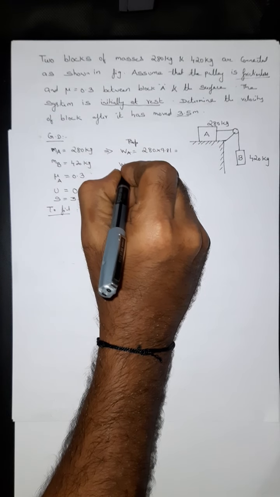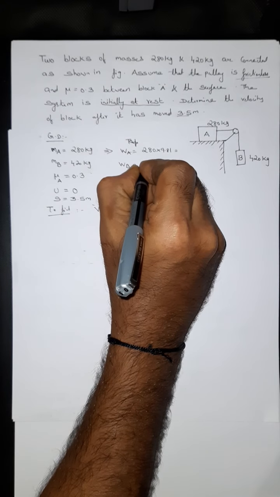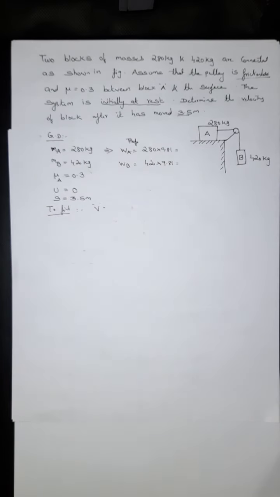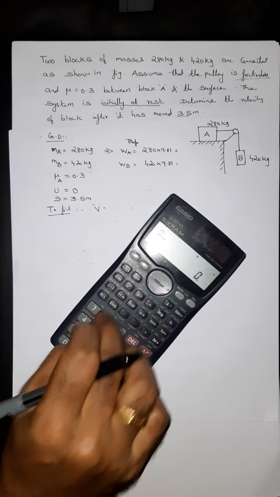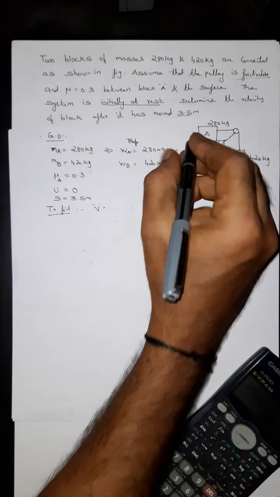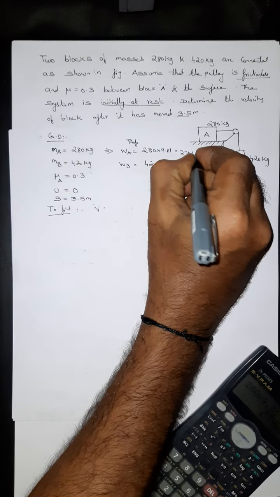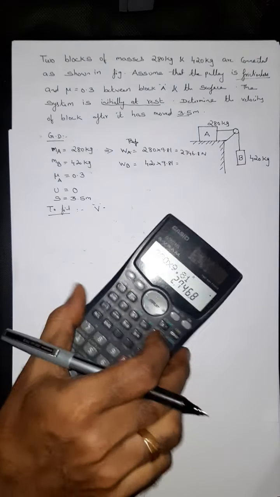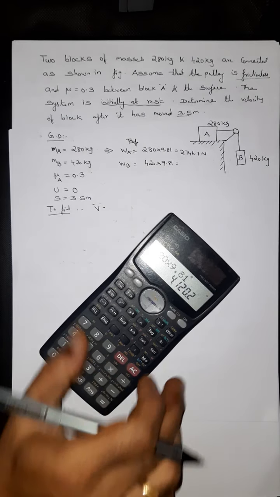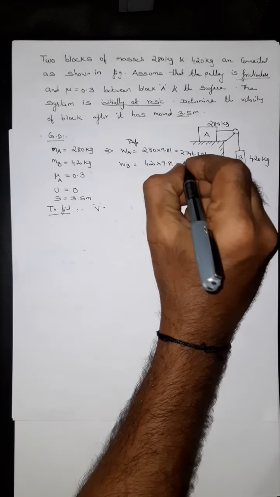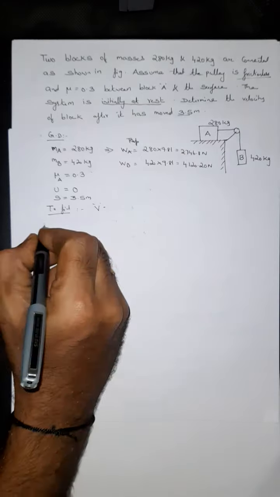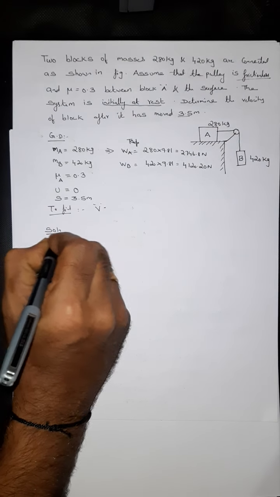Similarly for block B, WB is equal to mg. M is 420 and g is 9.81. So WA is 280 into 9.81, 2746.8 Newton. And for WB, 420 into 9.81, 4120.2 Newton. Solution.